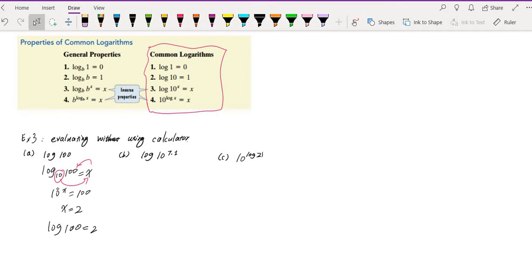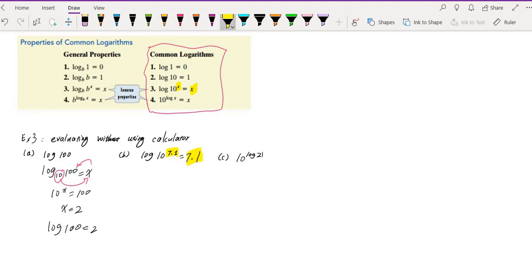Alright, let's look at B. Log 10 to the power 7.1. If you look right here, we have property 1, 2, 3, 4. If you match them, this is your property 3. So what is your x in this case? Your x is just going to be 7.1. This is your x right here. If you match it, I'm just going to give you 7.1.